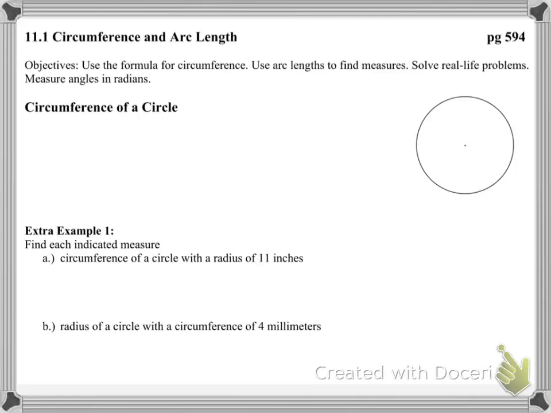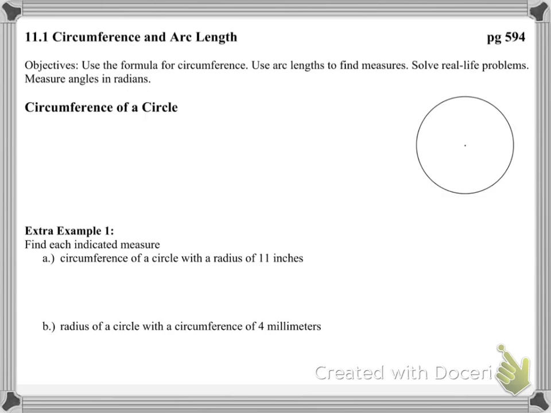All right, section 11.1, circumference and arc length. So in this section, our objectives here: use the formula for circumference, use arc lengths to find measures, and then solve real-life problems. And then we're actually going to learn about something called a radian. We talked about it briefly as far as modes in our calculator. We're going to learn what a radian is today.